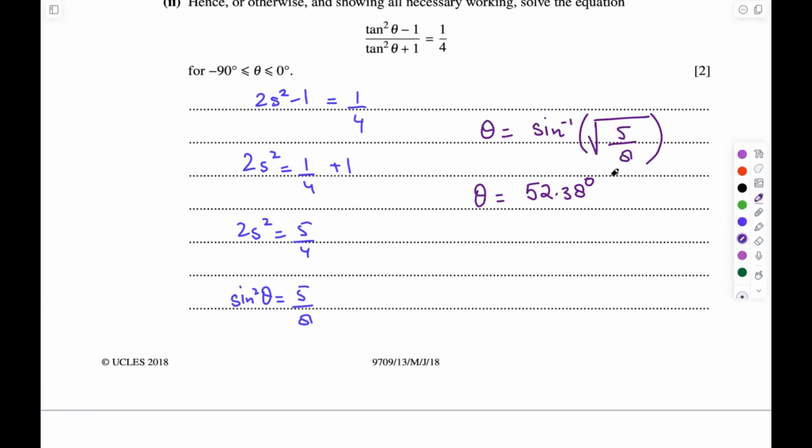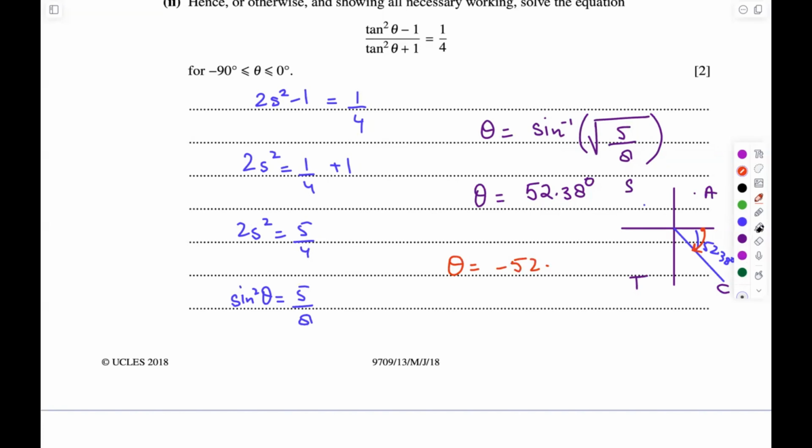Now, due to the square root, we can also take this in the negative quadrant of sine, which is the fourth quadrant. As it is a negative angle, making 52.38 in the negative quadrant of sine, this is 52.38 degrees over here. And as it is from 0 till minus 90, in this case we'll take the angle clockwise. So this angle theta will be equals to minus 52.3.